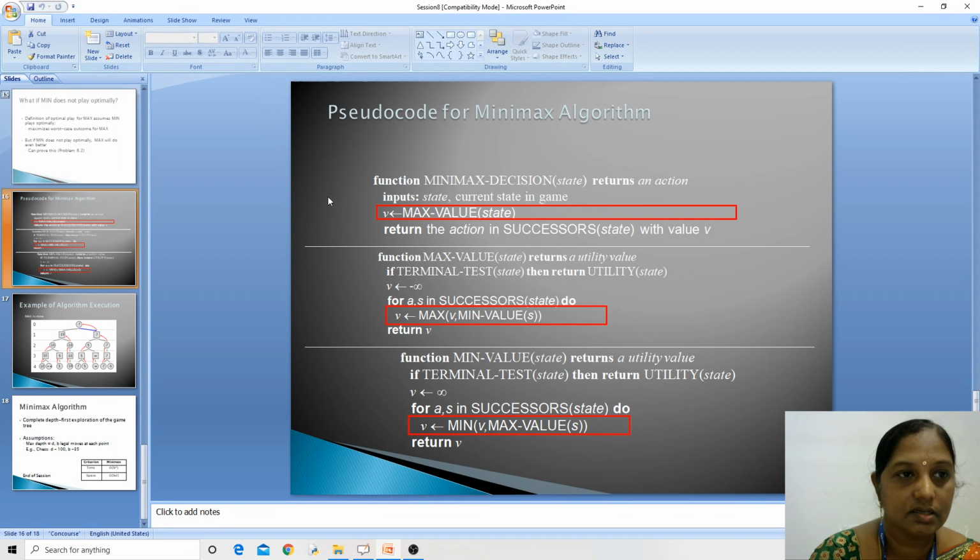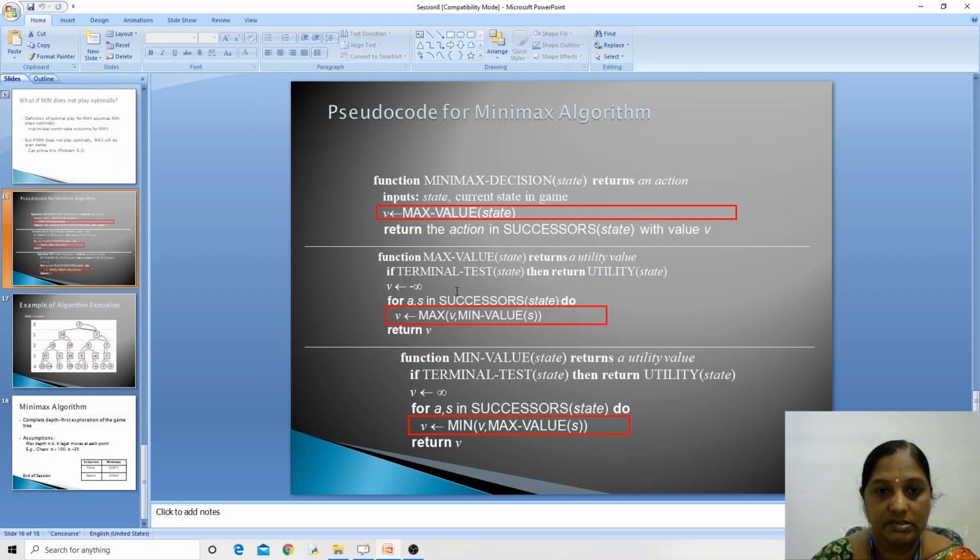So based upon that, see this pseudocode for the minimax algorithm. In this minimax decision, how are we going to take a decision? It returns an action. Which action does it have to take? Inputs: what are the inputs you are giving? The state, the current state of the game. So first of all, you are assigning the maximum value of the state to V, and you are returning the action in successor states with value V. So what are the successor states? Those you are going to return. Next, this is a function, max value of state, and it returns a utility value. So what is the utility value? The final output. I have given here 9, so that means you are selecting that path. The utility value is the final value that was taken. And terminal: whenever you reach the final state, it will return the utility value, and it will decide whether that player wins or loses the game.